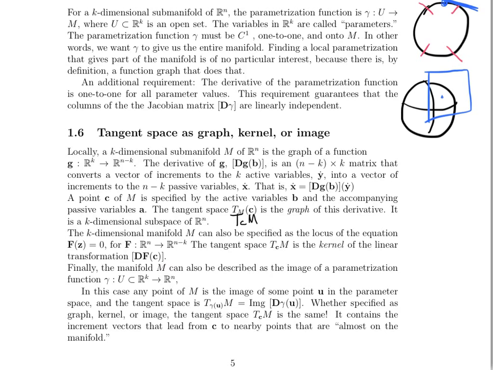And very last, if we've used a parameterization to describe our manifold, well, in this case, any point of the manifold is the image of some point in the parameter space, and so the tangent space is going to be the image of dγ. So remember the image, you can take a look at the columns of a matrix and know that that's the image. Well, the image of dγ, when you compute that, that is going to be the basis for the tangent space for your manifold.